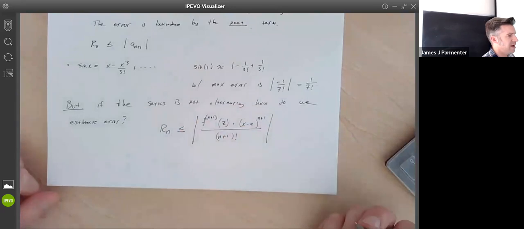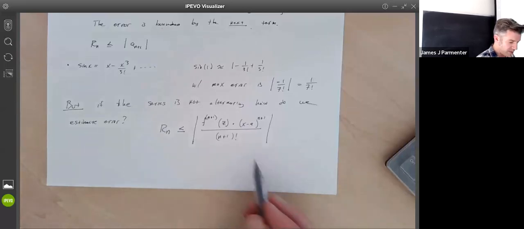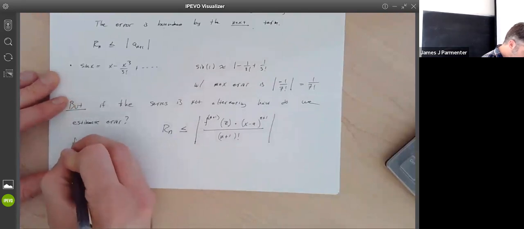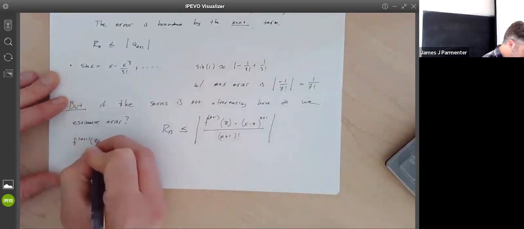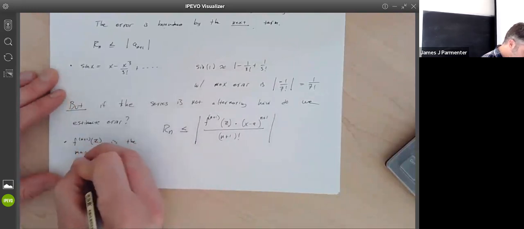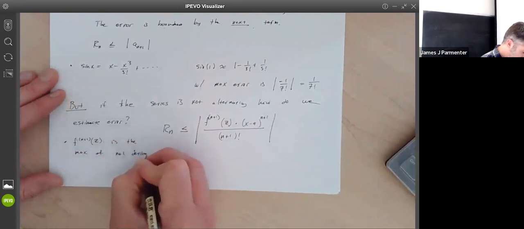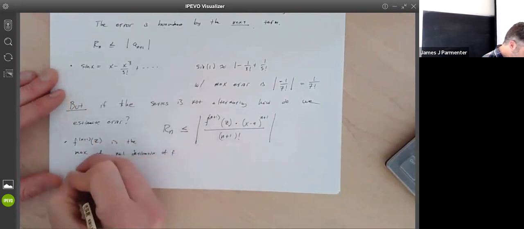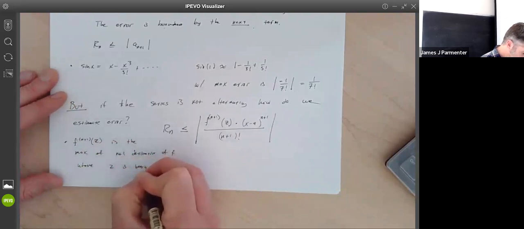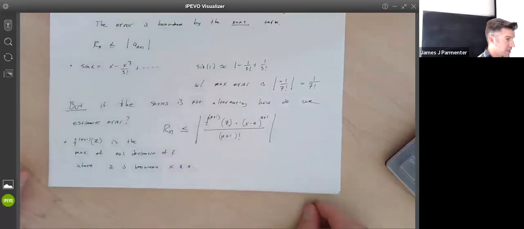Which is a lot more complicated, right? Don't you wish we could just be like, it's the next term? That's why we usually ask about alternating things. But if you don't have alternating, this is what you do. And there's a couple of restrictions here. The n plus 1 derivative of f at z is the maximum value of the n plus 1 derivative of f, where z is between x and a. It's kind of a lot.